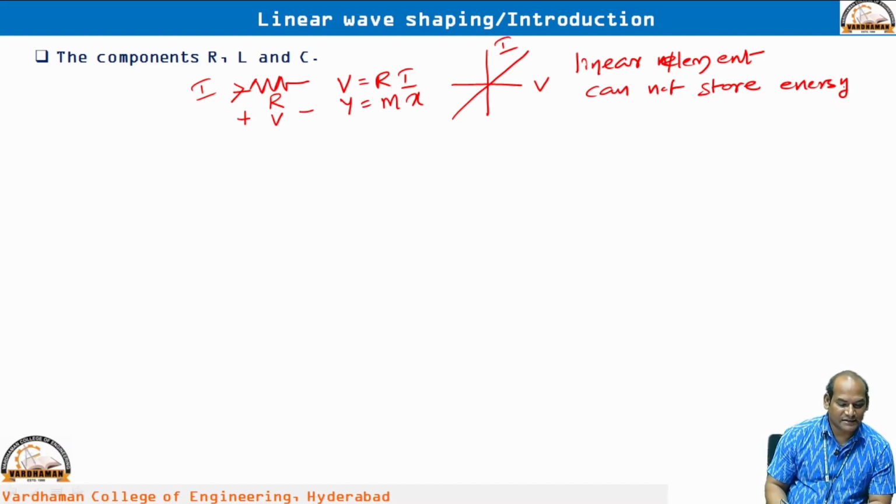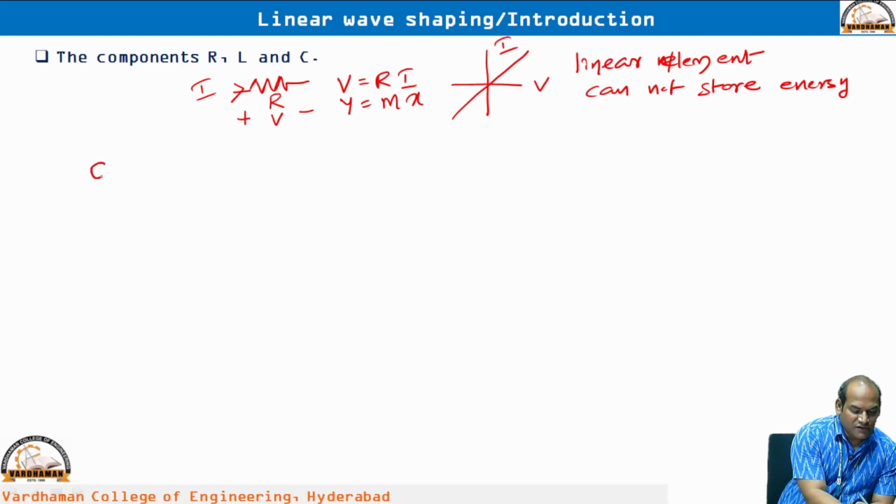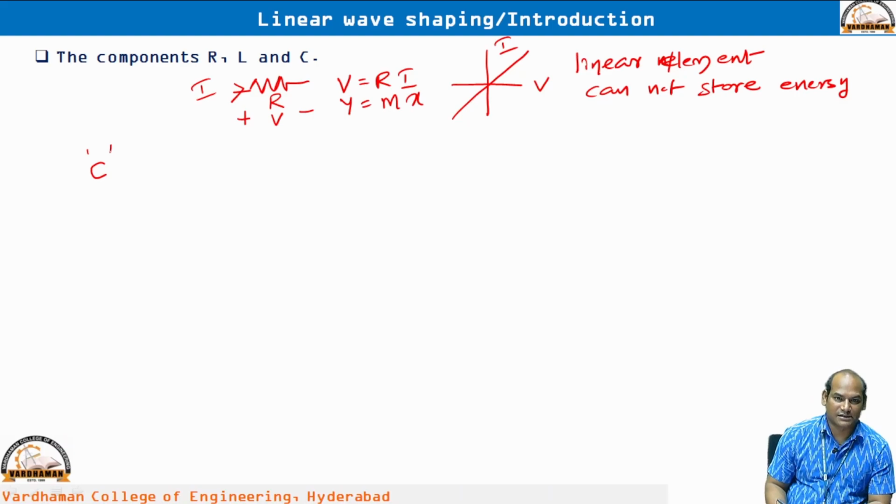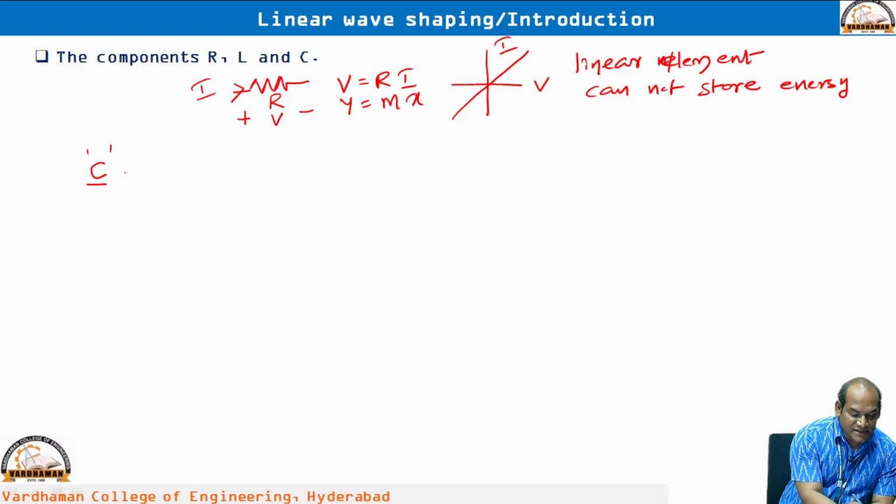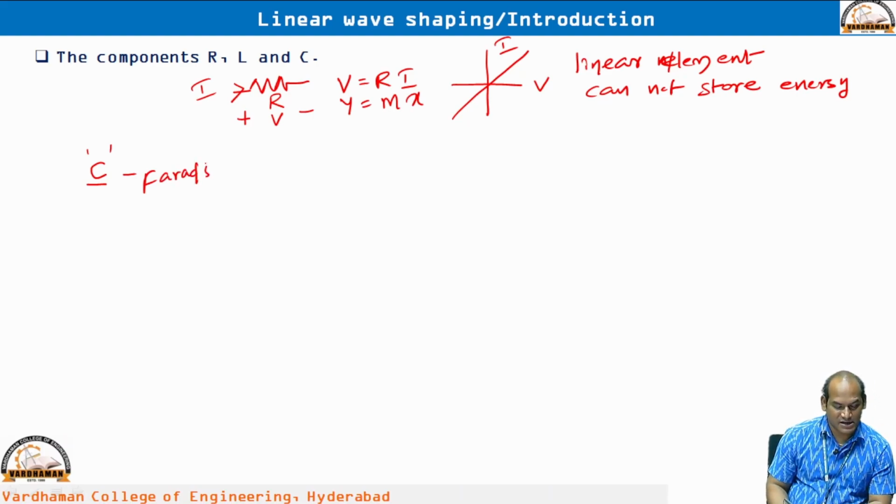Then coming to the capacitor, we are going to deal with the capacitor a lot compared to the inductor, so we'll concentrate on the capacitor first. The capacitor is an energy storage element. Resistance is measured in ohms, and capacitance is measured in farads. These things we already know, but just for completeness I am revising everything.